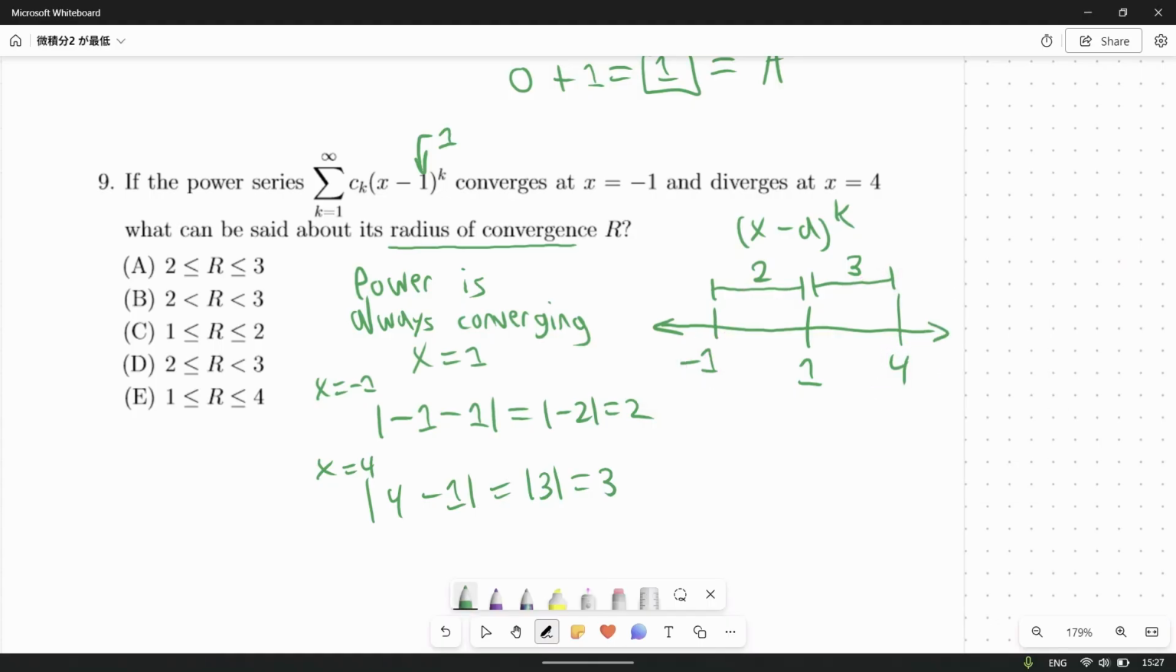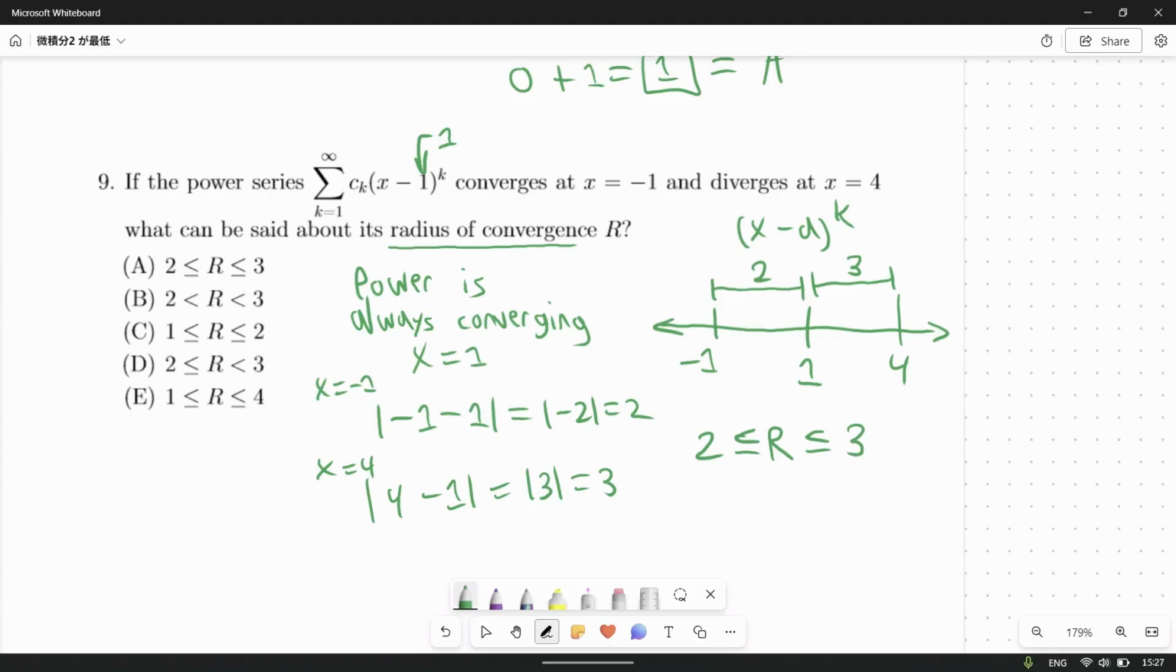Since the distance from our baseline to negative 1 is 2 units, we know that at the very least our radius of convergence is going to be at least 2. So putting that over here, we end up with 2 is less than or equal to r. And in the case of 1 to 4, the distance is 3, and so that means our radius of convergence is going to be at most 3 units.